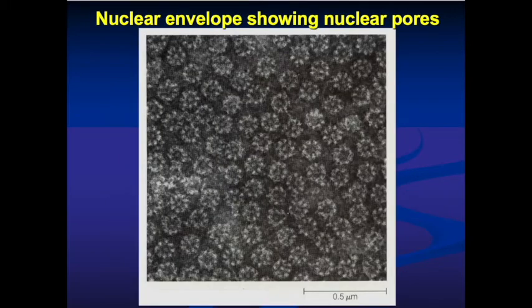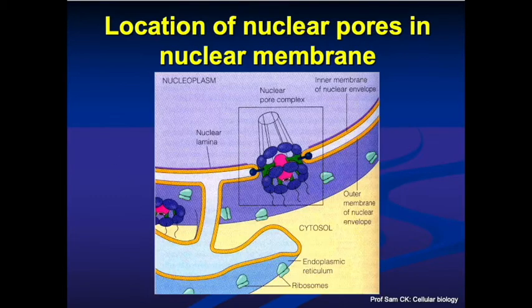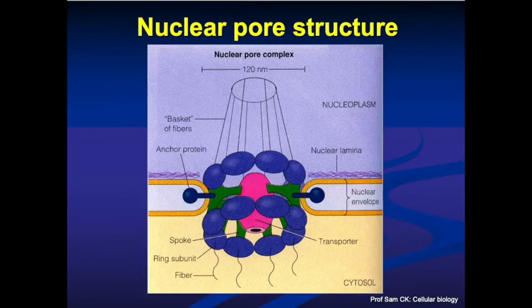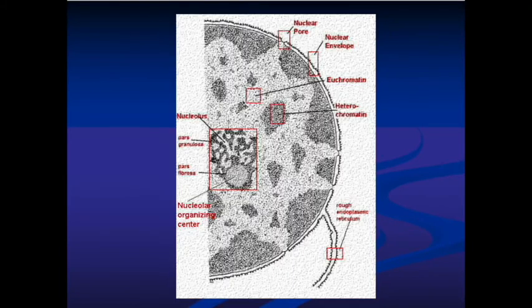This is a close-up view of the nuclear envelope showing the nuclear pores. You can see those nuclear pore complexes on the membrane of the nucleus. I already explained about this, and the same goes for this. Now we're going to take a look at this structure over here.